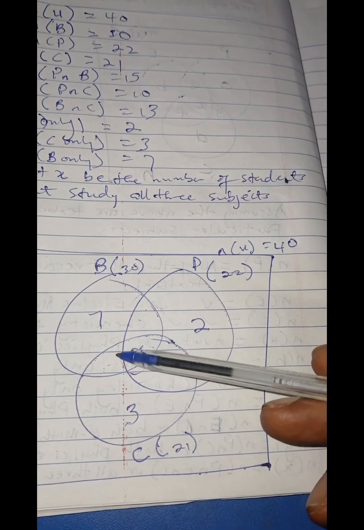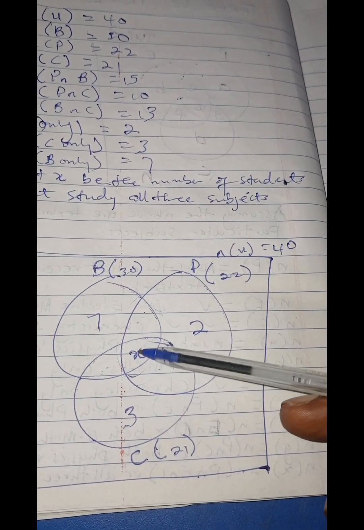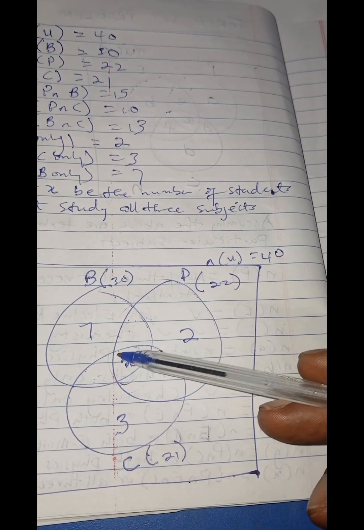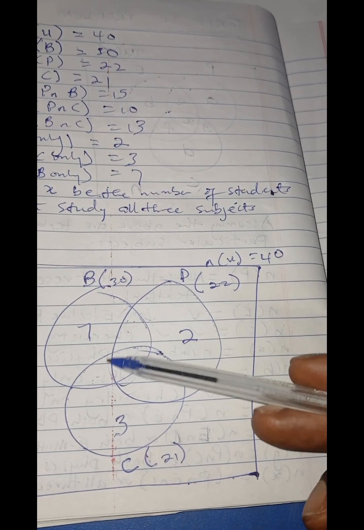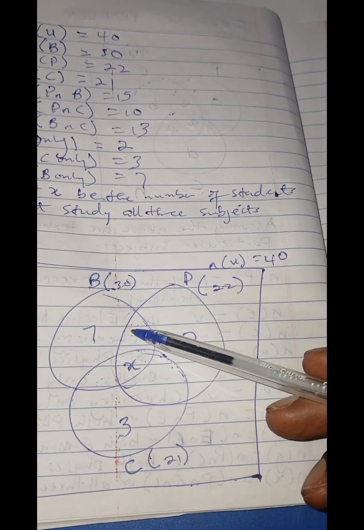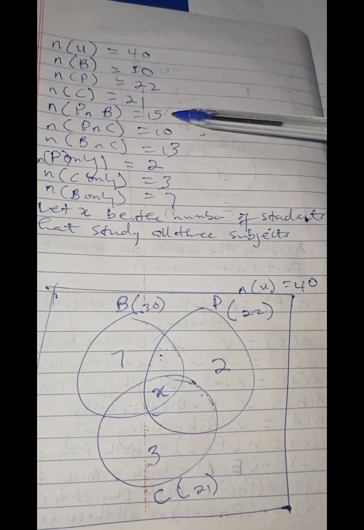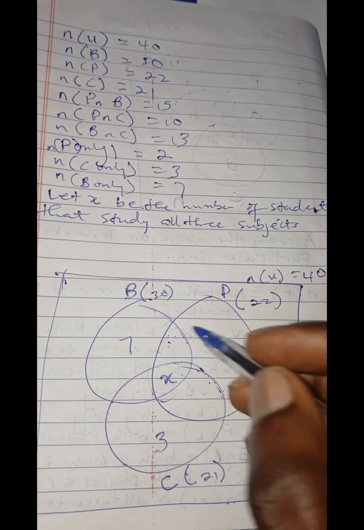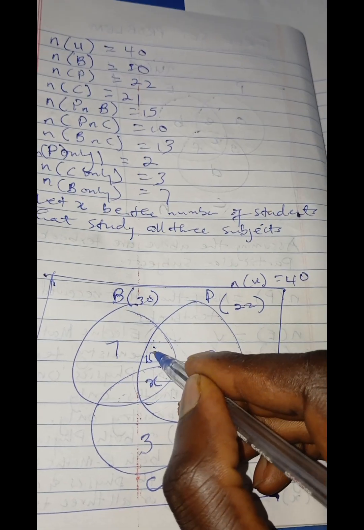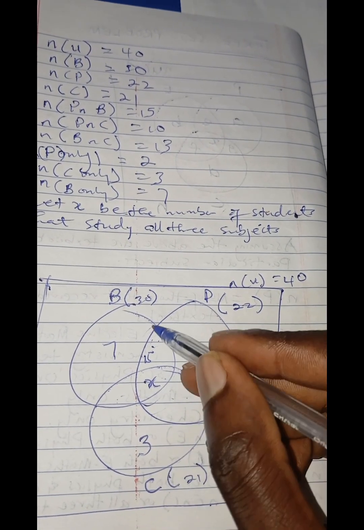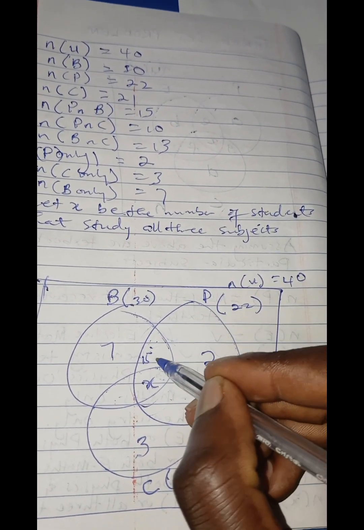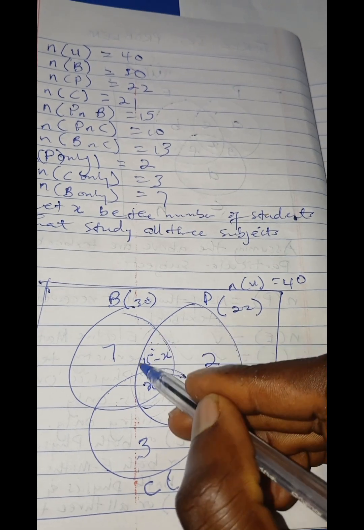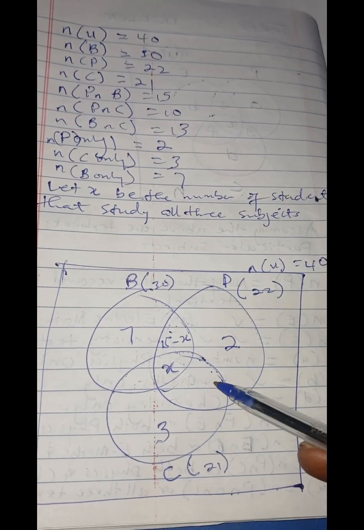There is this particular aspect, X, that studies 3. So let's subtract those that study the 3 subjects from the entire thing so that we'll get this aspect. And we were told that 15 students study physics and biology. So 15 study physics and biology. Let's subtract this aspect from the entire thing. As we subtract this, we'll get this small part. The same thing happens to this one.